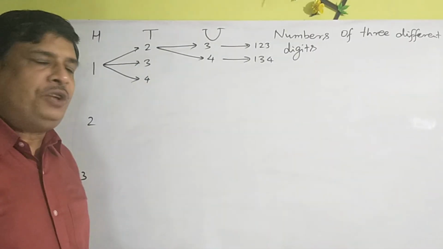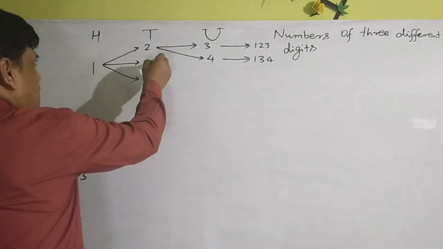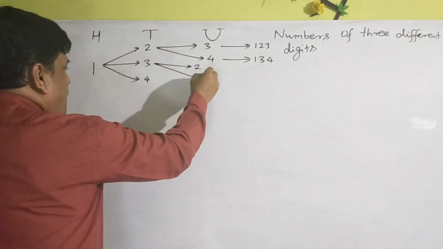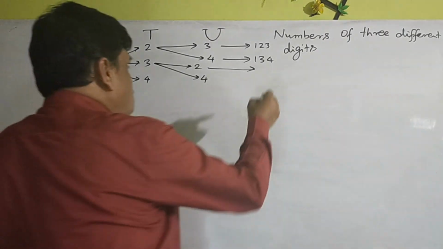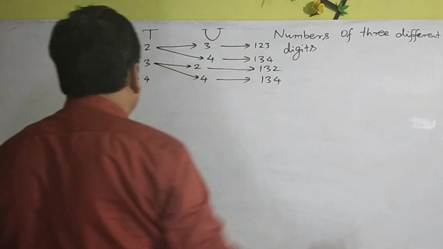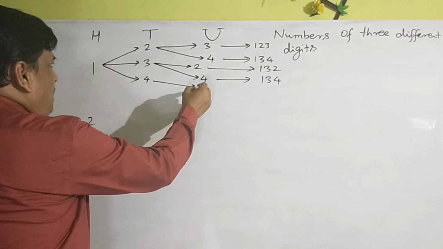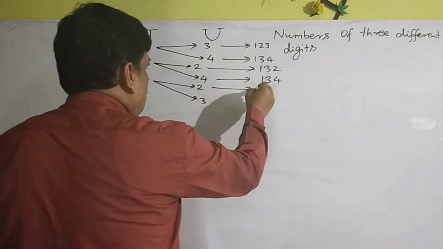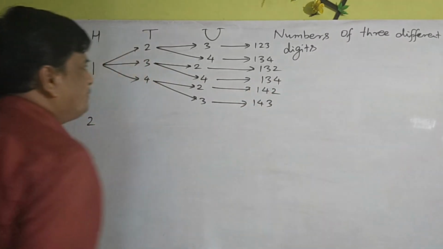When we take 3 at the tens place, the unit place can be filled up by 2 or by 4. And then the numbers thus formed become 132 and 134. When we take 4 at the tens place, the unit place can be filled up by 2 or 3, giving 142 and 143.